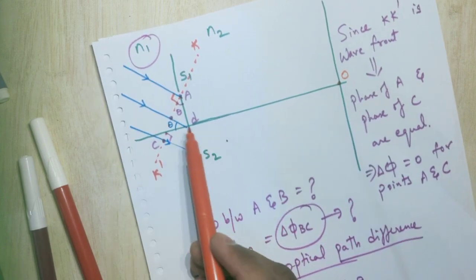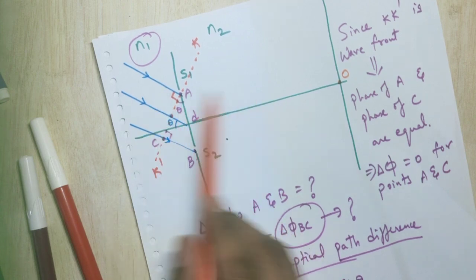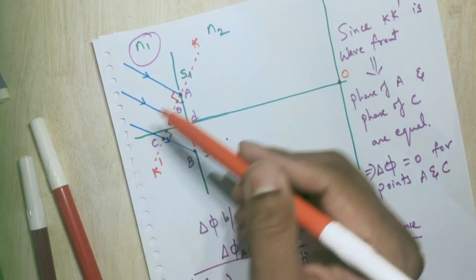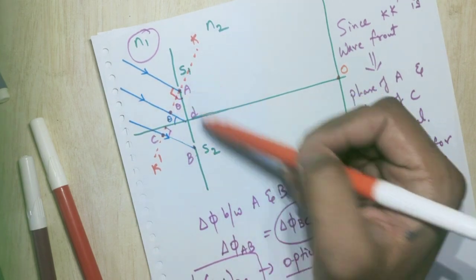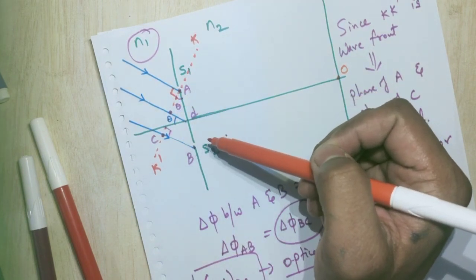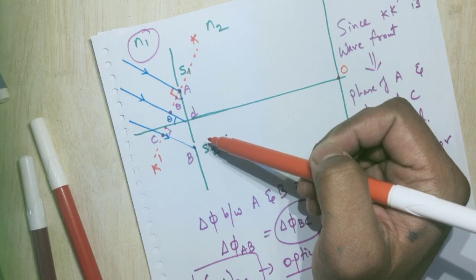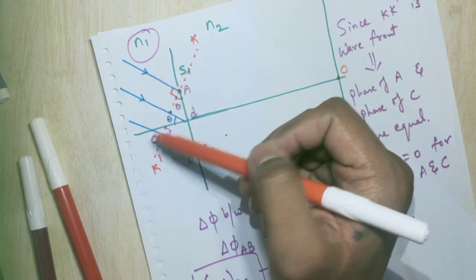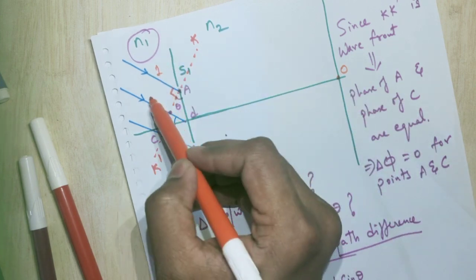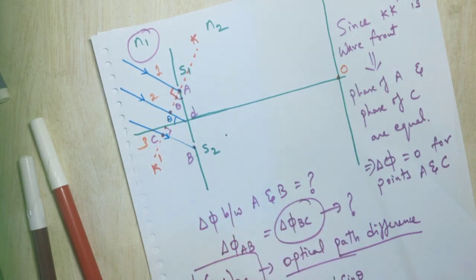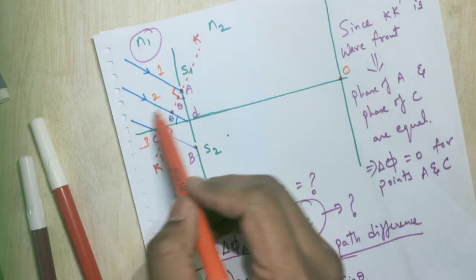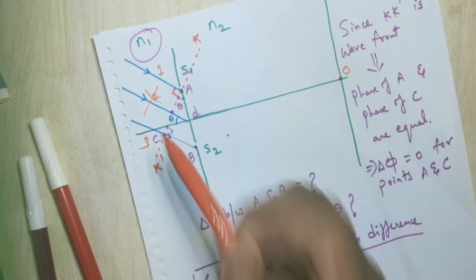Now if you analyze the N1 medium before entering into the N2 medium, we have already proved that S1 and S2 have a phase difference. Then which ray is leading and which ray is lagging? That is very obvious from this figure. If this is the first ray, this is the second ray, this is the third ray. The second ray is not entering into the N2 medium at all, so forget the second ray. We are only seeing the first ray and the third ray.